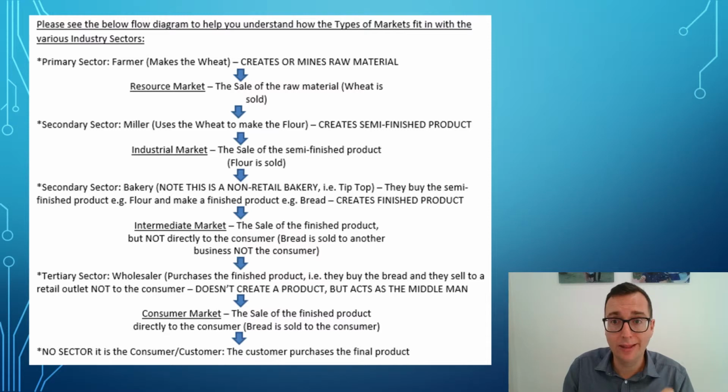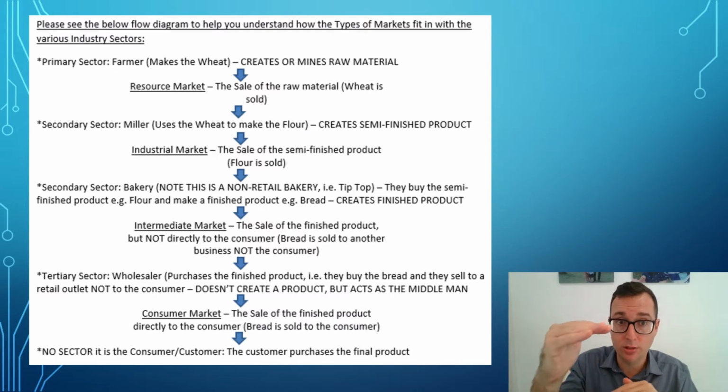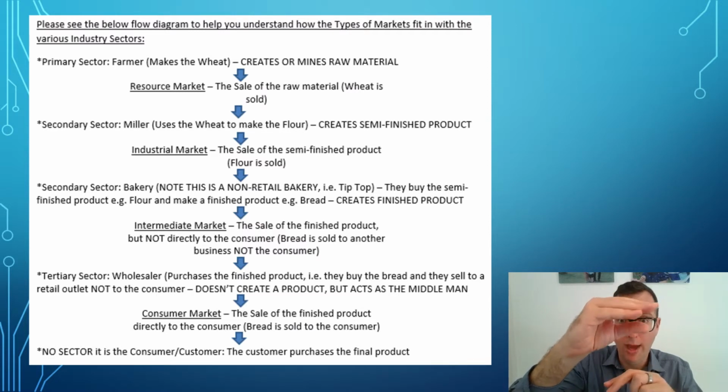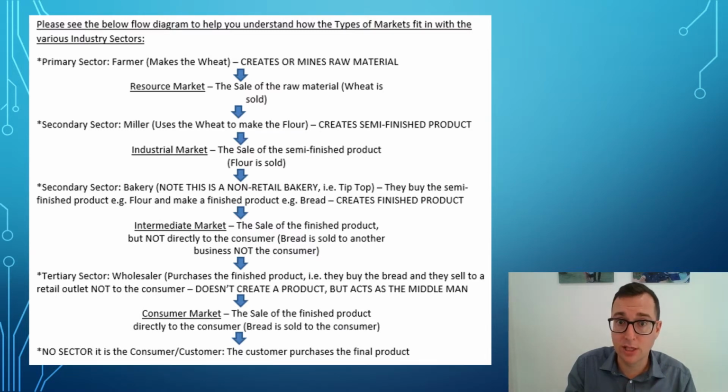Now, that's a semi-finished product because wheat has been turned into flour by a miller. They've created a non-complete item. It's one that will be used to make something else, because you don't just eat flour. So the industrial market is where you're selling a semi-finished product in the secondary sector to another secondary sector, a manufacturing business. This manufacturing business could be a non-retail bakery like Tip Top. So Tip Top, a manufacturer, will buy flour from a miller. Where they're buying that is the industrial market. The industrial market, definition again, is the sale of semi-finished products.